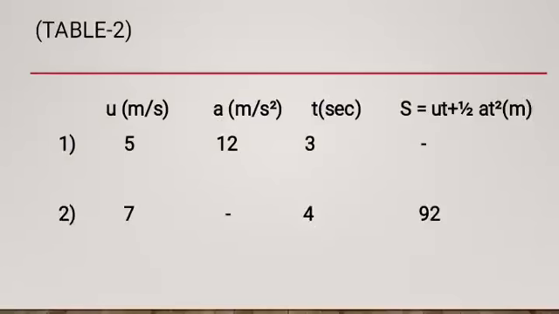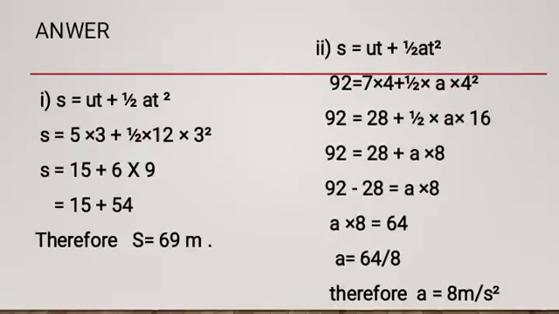See table number 2. Here initial velocity, acceleration and time are given, but we have to find the displacement. The displacement formula is S equals ut plus half at square, and the unit of displacement is meter. Put the values in the formula. S equals 5 into 3 plus half into 12 into 3 square. So 15 plus 6 into 9. We got our displacement as 69 meter.